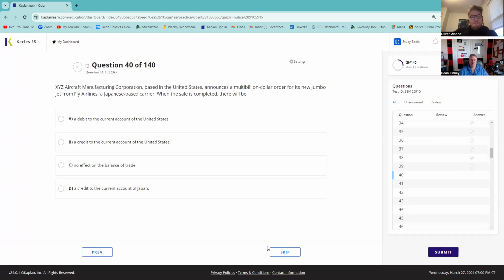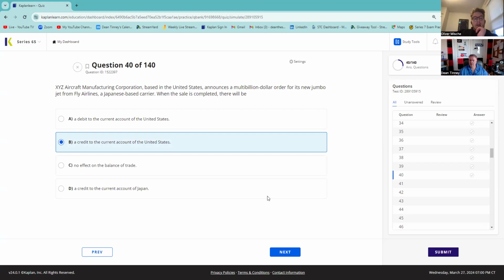XYZ Aircraft Manufacturing Corporation, based in the US, announces a multi-billion-dollar order for its new jumbo jet from Fly Airlines, a Japanese-based carrier. When the sale is completed, there will be... I like this one. I've gotten this before, and it is a credit to the current account of the US, because it's based in the US. Money in, right? Credit's money in, debit's money out, right?